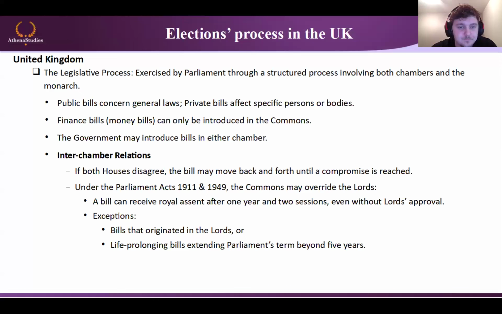within that process. And what about the interchamber relations, where basically if both houses disagree, the bill may be moved back and forth until a compromise is reached. And under the Parliaments Act, the Commons may override the Lords. So, for example, a bill can receive royal assent after 1 year and 2 sessions, even without the Lords' approval. And there are 2 exceptions: either the bills that originated in the Lords, or life-prolonging bills extending Parliament's term beyond 5 years.